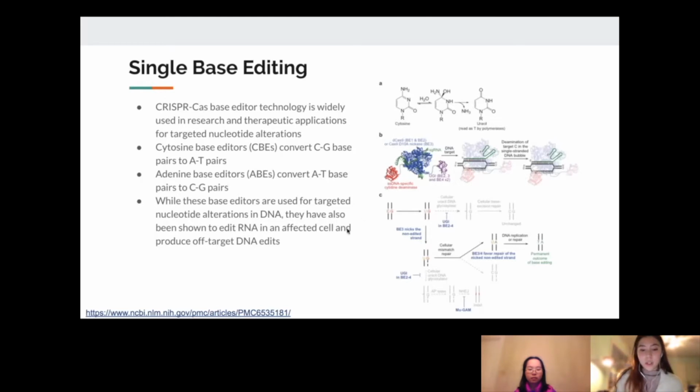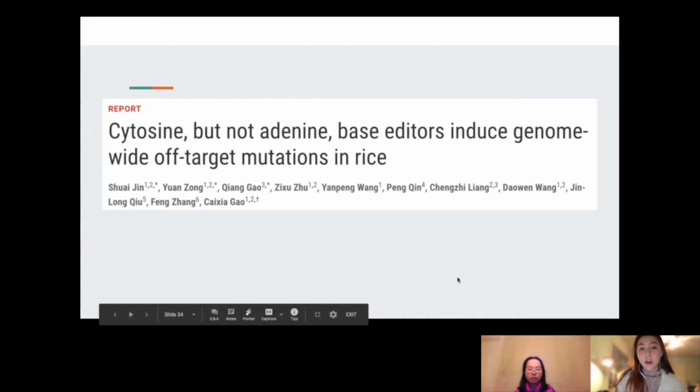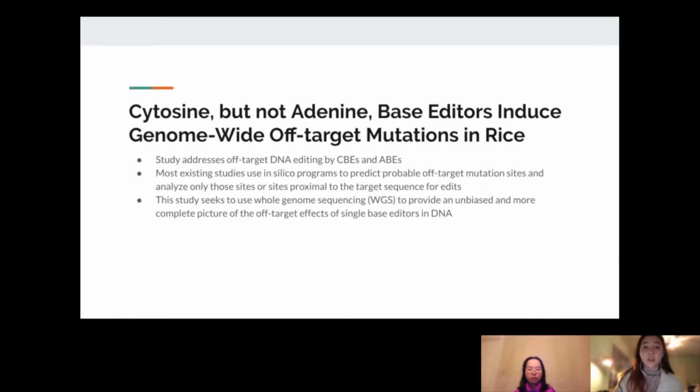The first thing that we're going to look at is the off-target DNA edits. Why do we want to look at these off-target DNA edits? We use these base editors, or we hope to use these base editors, for research and for therapeutic use. However, they might have limitations if we have off-target effects that produce consequences that we can't predict or control.